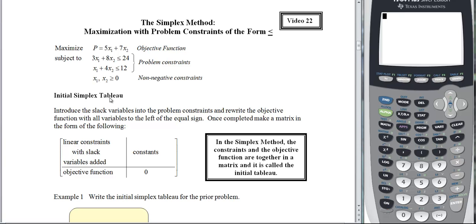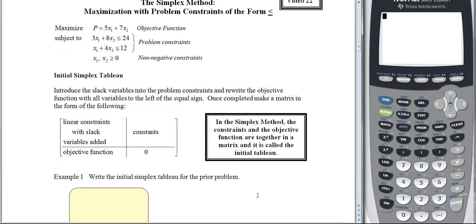So the initial simplex tableau, we've had this earlier. We're going to introduce slack variables into the problem constraints and rewrite the objective function with all variables to the left of the equal sign. Once completed, make a matrix in the following form. So remember, I've got two solid lines inside the matrix. One's vertical that separates all the variables from the constants, and one is horizontal that separates the linear constraints from the objective function. Now remember, in the simplex method, the constraints and the objective function are together in the matrix. It's called my initial tableau.